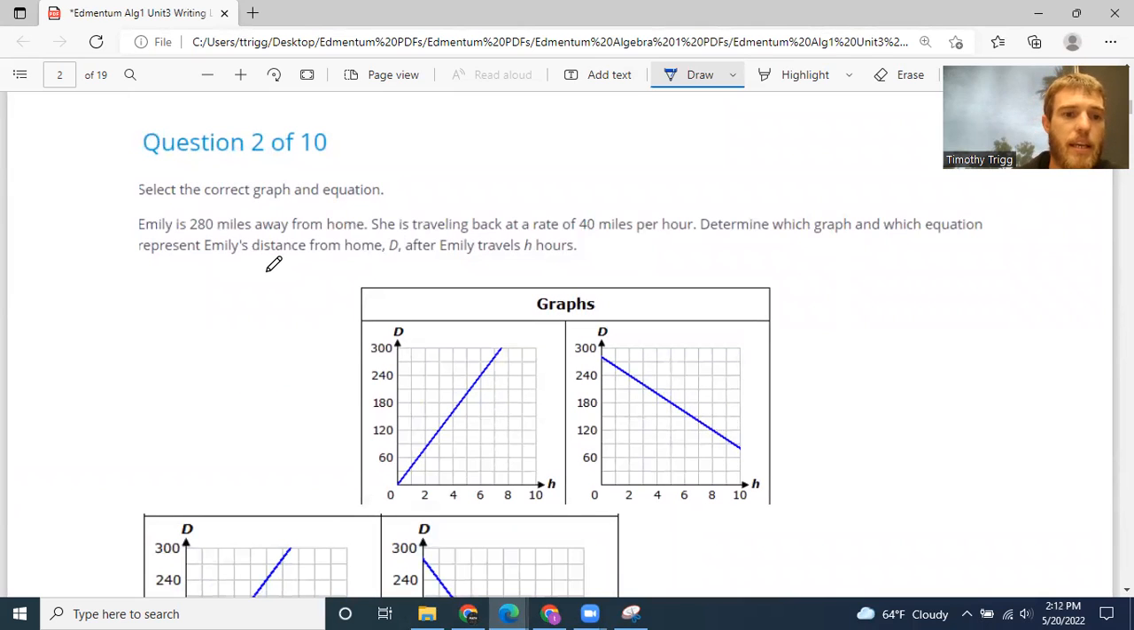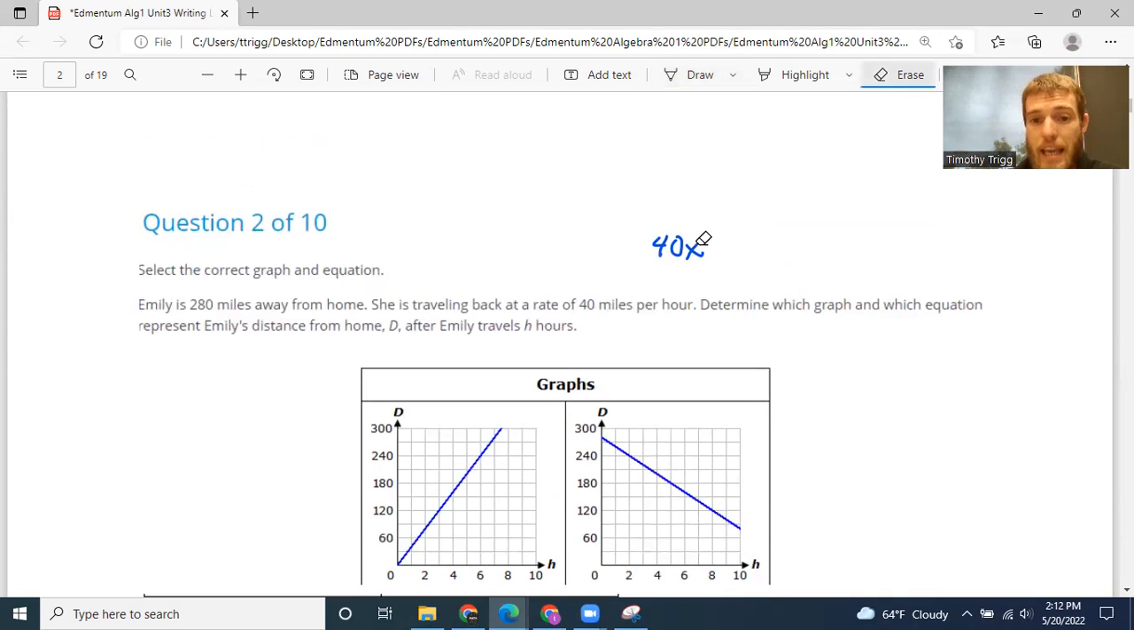Question 2. Emily is 280 miles away from home. She is traveling back at a rate of 40 miles per hour. So 40 miles per hour, that means 40 miles times the number of hours. So x is the number of hours. Determine which graph and which equation represent Emily's distance from home D after she has traveled h hours. They're actually not even using the variable x. Instead, they're using the variable h for hours, which makes sense because she's traveling 40 miles times the number of hours, right? 40 miles per hour. That's what that means.